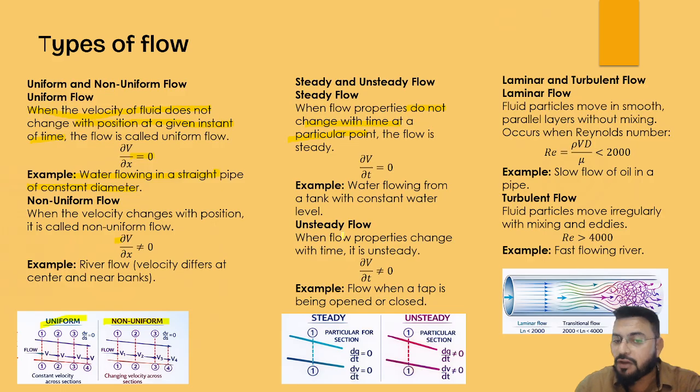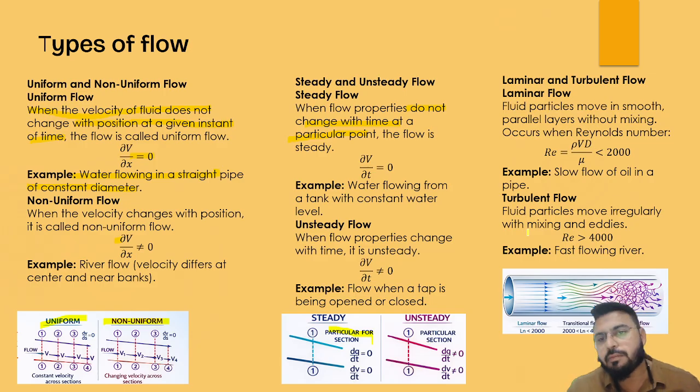Unsteady flow. When the flow properties change with time, it is unsteady. dV by dt does not equal 0. Example, flow when a tap is being operated or closed. So steady flow is for a particular section where discharge is constant, dV by dt equal to 0, and for unsteady flow at a particular section dV by dt does not equal 0.